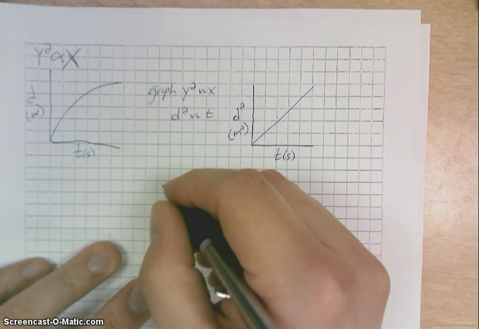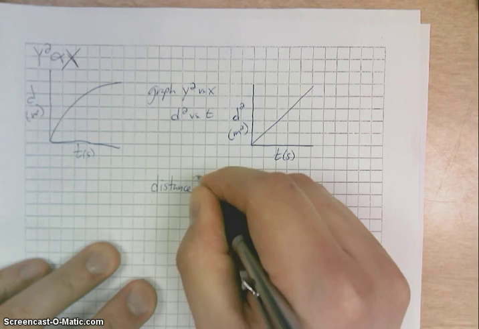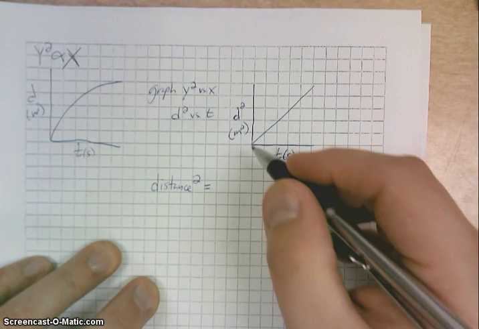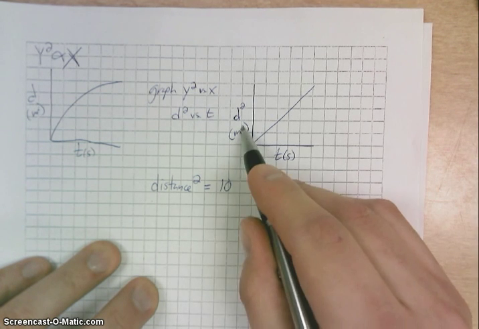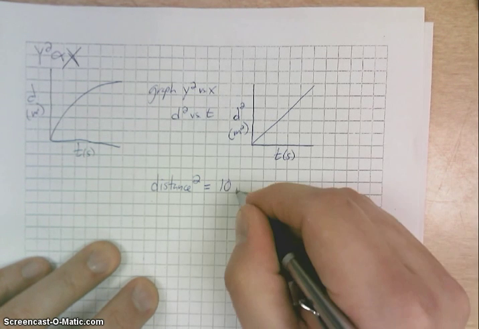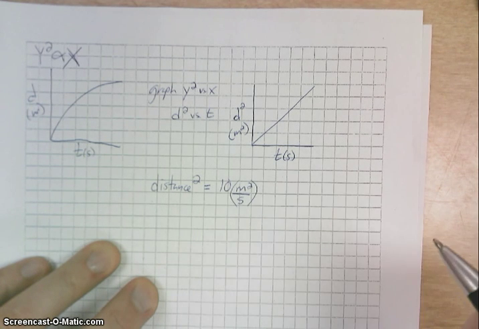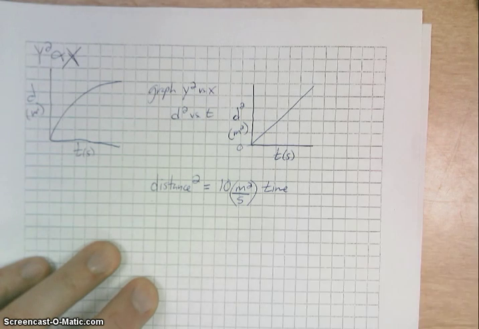Again, to write this, it'd be distance squared equals, now in this case, again, let's just say the slope is 10, and then we've got meters squared per second, meters squared over seconds, times time, and let's say the intercept is 0. So I'm not even going to include a y-intercept if it's 0.